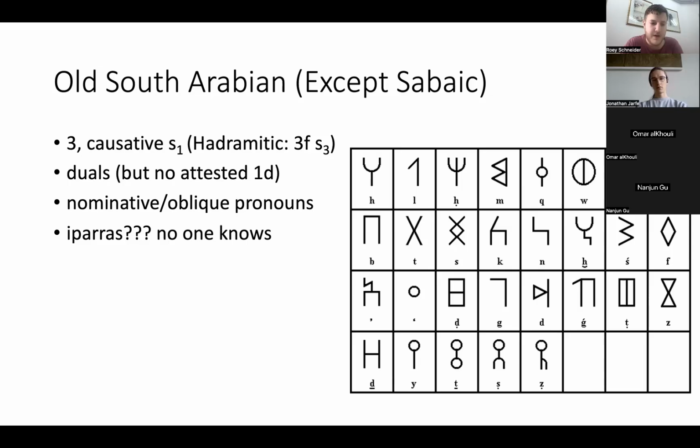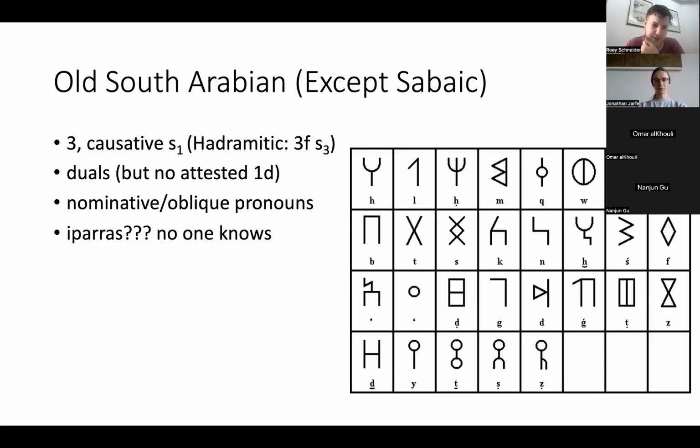But we do know about the other duals, like the second and third person ones, both in pronouns and in verbs, and I think even in adjectives. This includes also Sabaic. These languages, unlike Sabaic, have S in certain places that other languages have H in. So the third person pronouns and the causative.